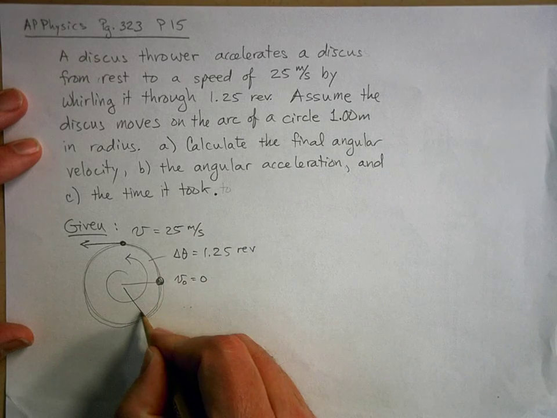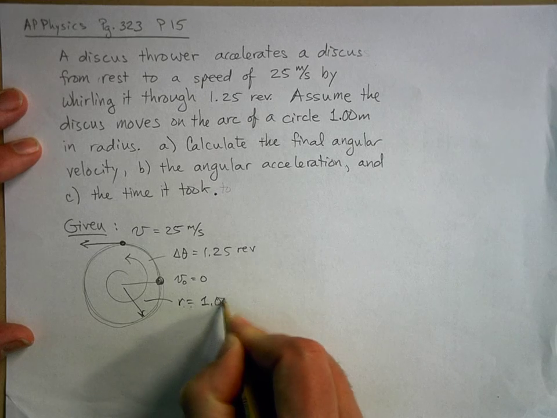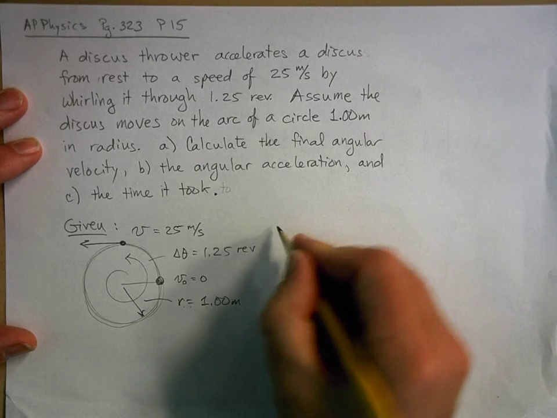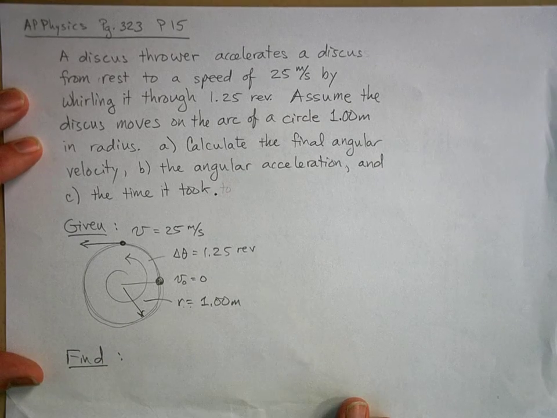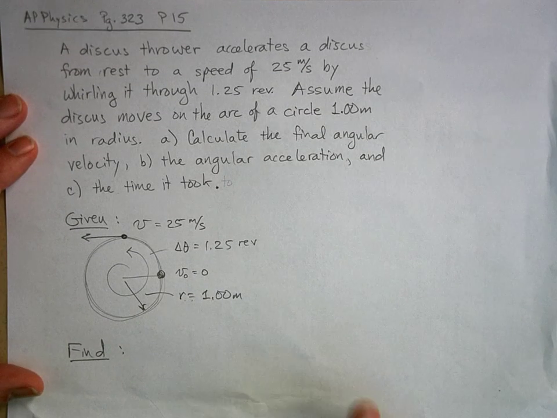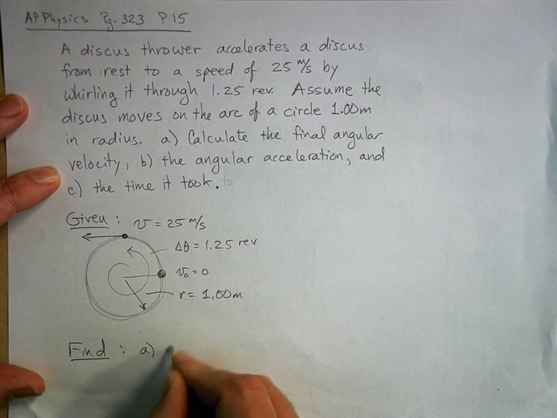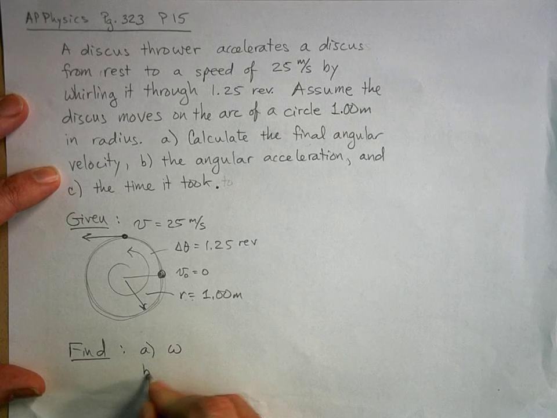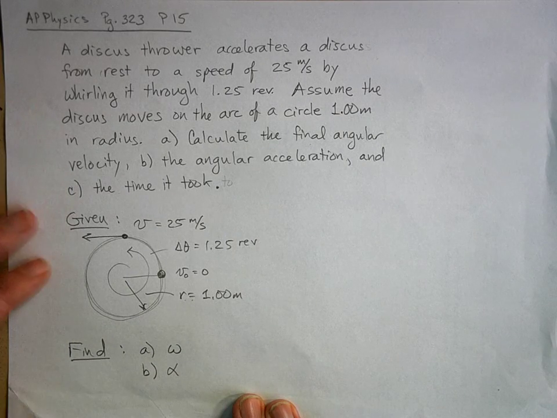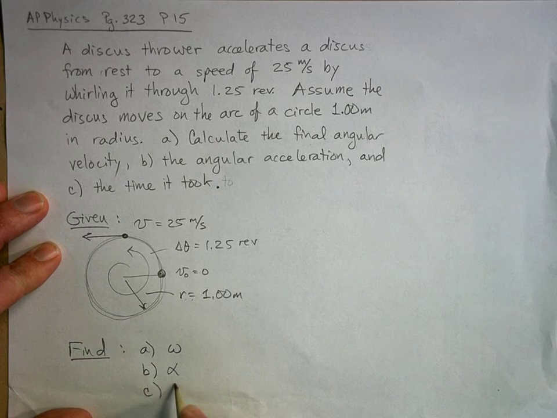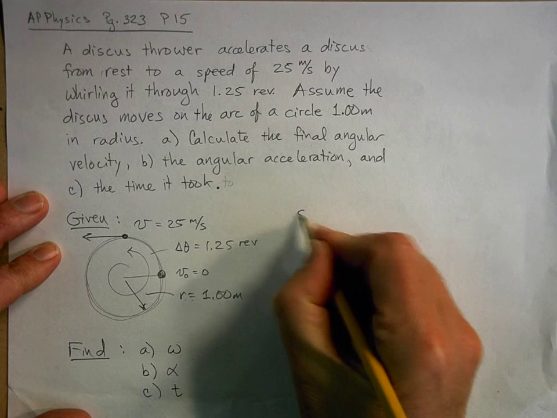And then we know the radius, r equals 1.00 meters. And what are we trying to find? Well, A, we're trying to find the final angular velocity, which we call omega. And B, we want to know the angular acceleration. And C, we want to know how much time it took to do all that. So let's solve it.